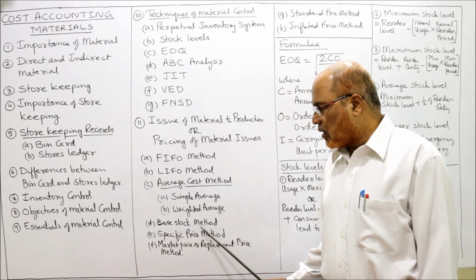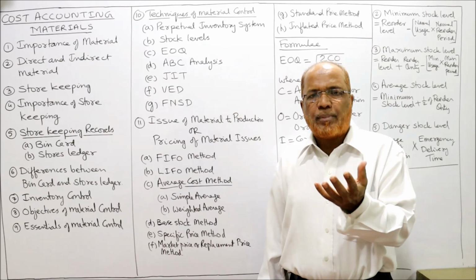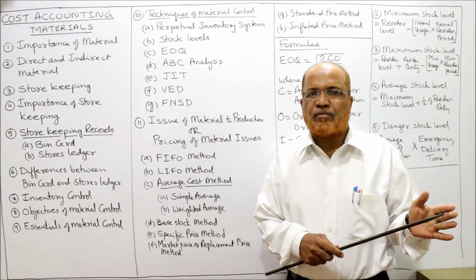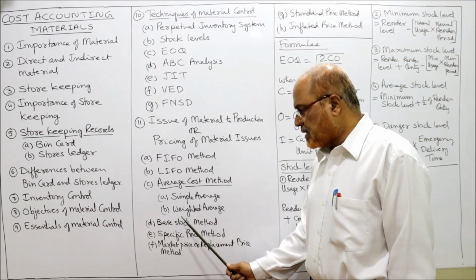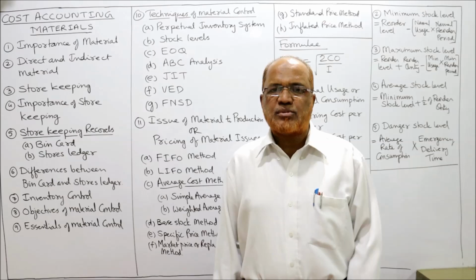Then base stock method. In this base stock method, we keep some separate stock of material to be used only during emergency. Example, in a manufacturing organization, some material is very, very critical. If there is shortage of that material, the production will be hampered, will be stopped. So we will keep a separate base stock of that material to be used only during emergency. In normal circumstances, that material will not be used. This is called base stock method.